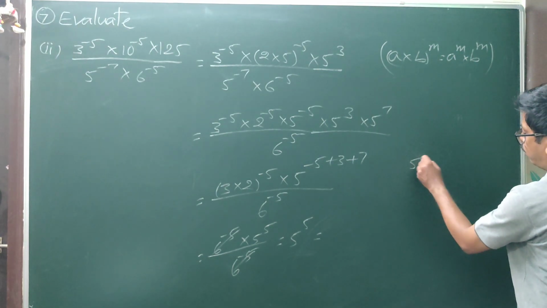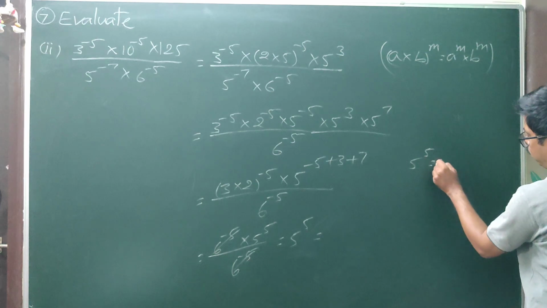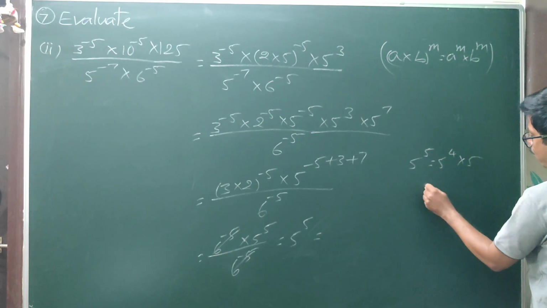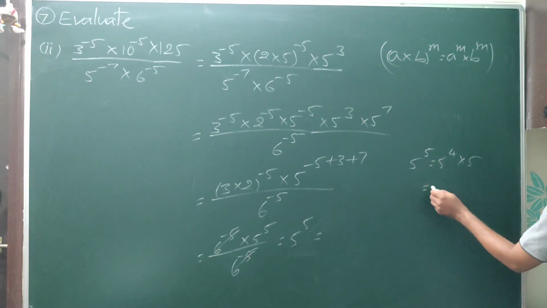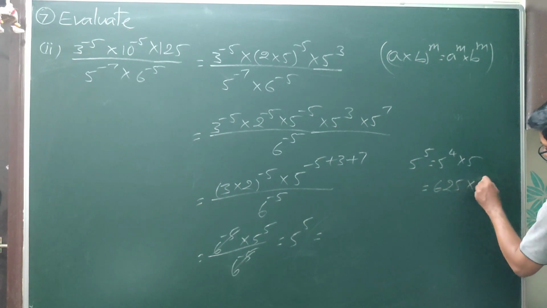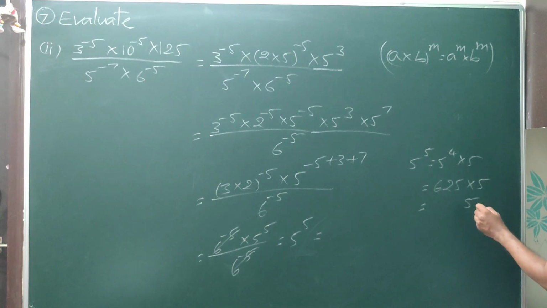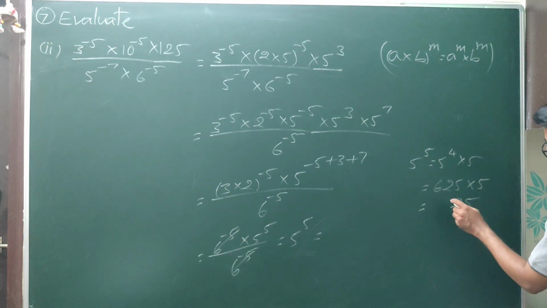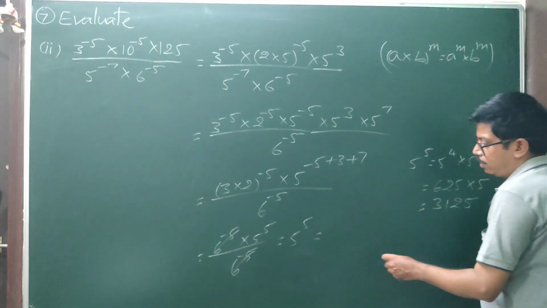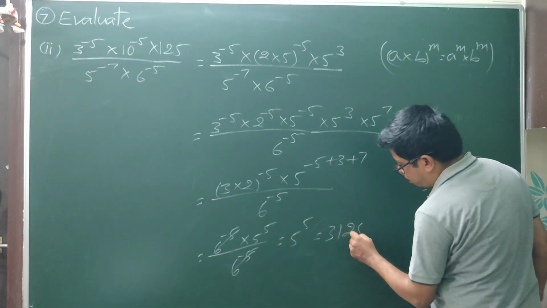so 5^5 means 5^4 into 5 for convenience. It is 625 into 5 equals 5 5s are 25, 5 2s are 10, 12, 5 6s are 30, 31. 3125.